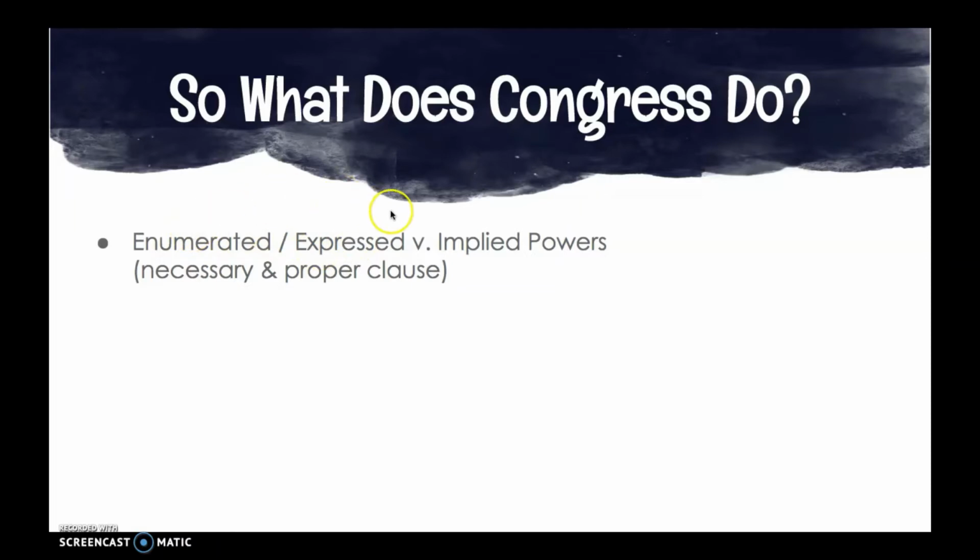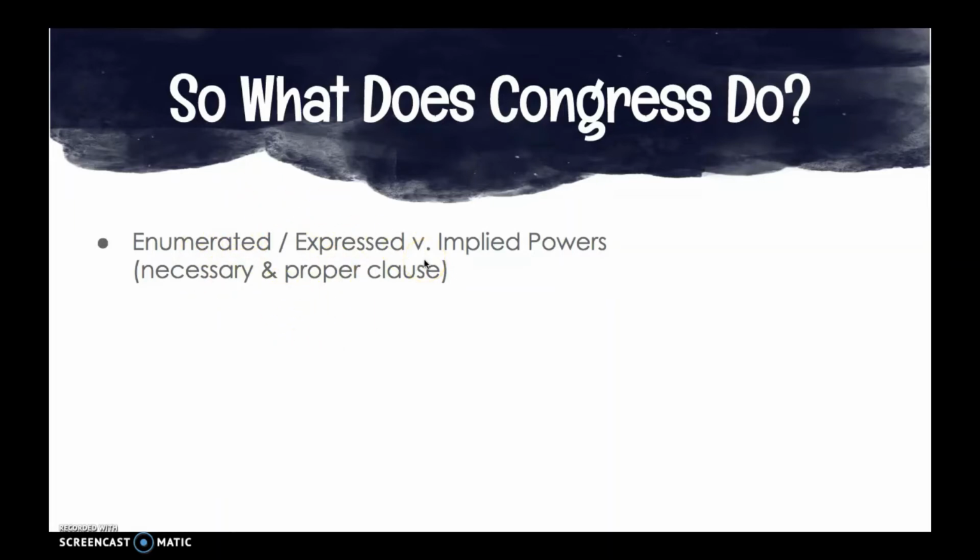Now, on the other hand, implied powers are powers not explicitly named in the Constitution, but are assumed or implied to exist due to them being necessary to implement these powers here, these expressed powers. And this establishes what we call the necessary and proper clause of the Constitution. And ultimately, this clause here has led to Congress being able to address a wide range of issues, ranging from economic, social, and environmental.